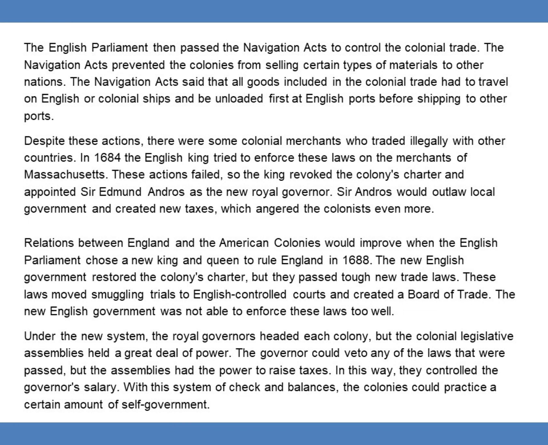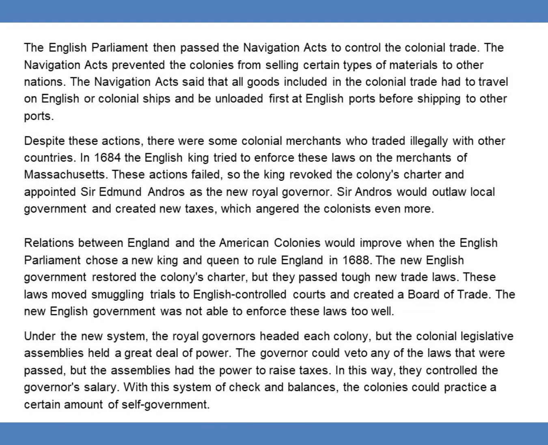Relations between England and the American colonies would improve when the English Parliament chose a new king and queen to rule England in 1688. The new English government restored the colony's charter, but they passed tough new trade laws. These laws moved smuggling trials to English-controlled courts and created a board of trade. The new English government was not able to enforce these laws too well.